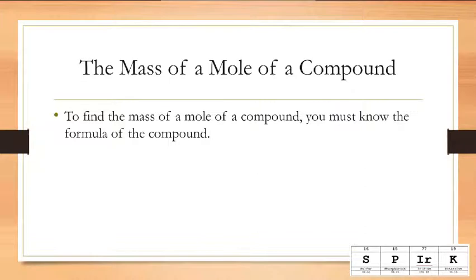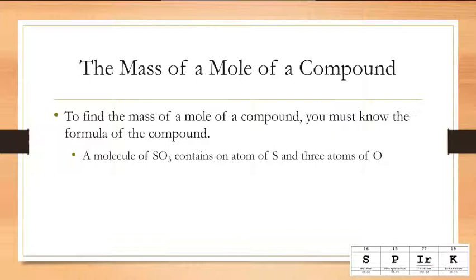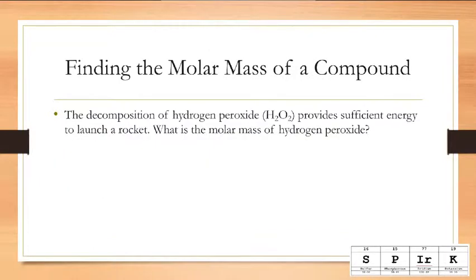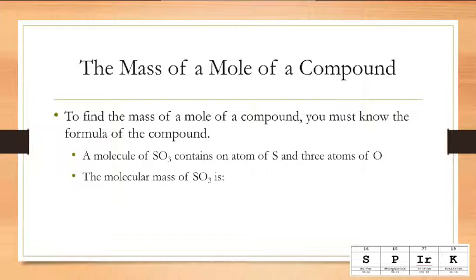So to find the mass of a mole of a compound, you must know the formula of the compound. A molecule of SO3 contains 1 atom of sulfur and 3 atoms of O, or oxygen. So the molecular mass of SO3 is, sorry, I didn't mean to click through that slide.